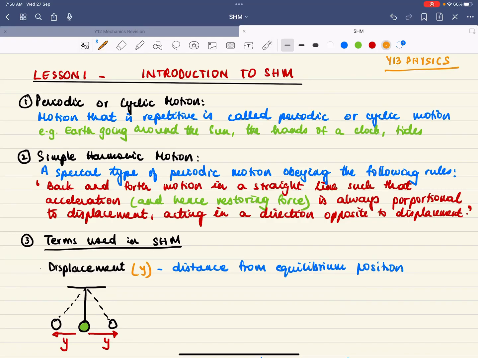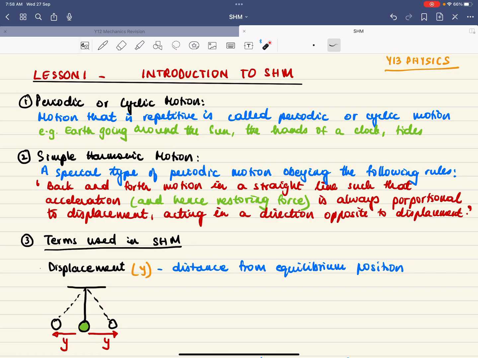This lesson is on Introduction to Simple Harmonic Motion, under Mechanics for Year 13 Physics. Periodic or cyclic motion is repetitive motion, like the Earth going around the Sun or the hands of a clock. Simple harmonic motion is a special type of periodic motion obeying the following rules.